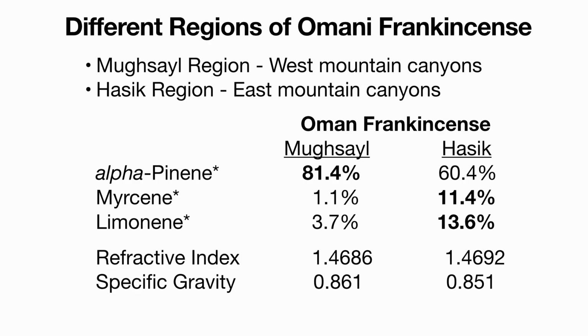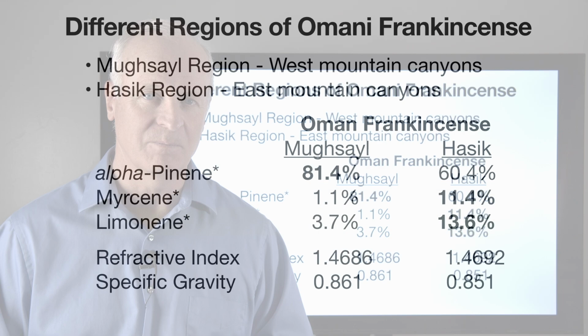The Mugsail frankincense had a higher percent of alpha pinene. Okay, we talked about that before. This could be because it's fresher, but they were significantly different for another reason. For instance, the Hasik frankincense had a higher percent of myrcene and, most importantly, limonene. That's where the lemony aroma comes from.